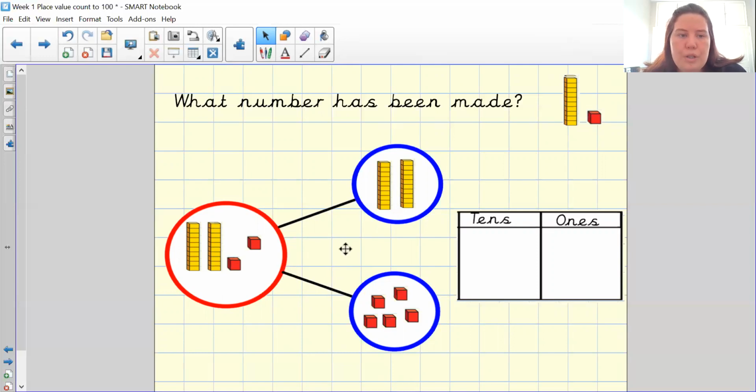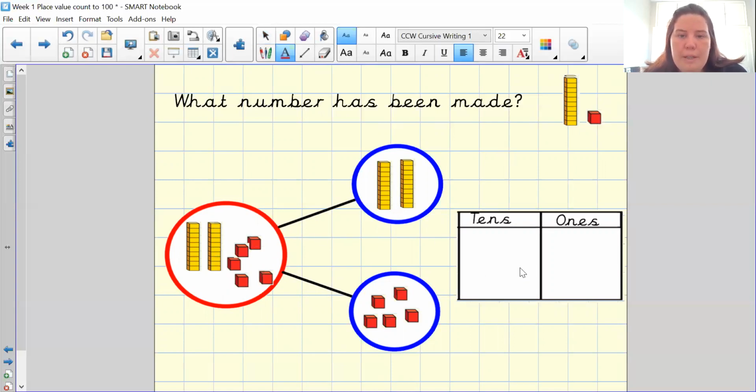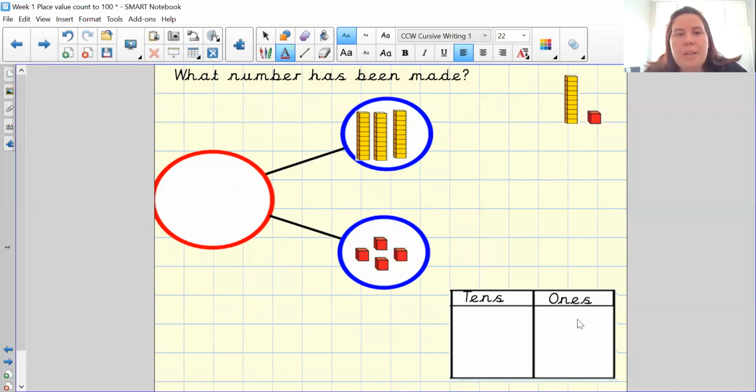1, 2, 3, 4, and 5. So I'm going to use my 10 frame to do this. I have 2 tens and I have 5 ones, which make 10, 20, 21, 22, 23, 24, 25. Because I have 20 and I have 5. So well done if you got that at home. I'm going to ask you to do this one, so I'd like you to stop the video now and try and solve what number has been made.